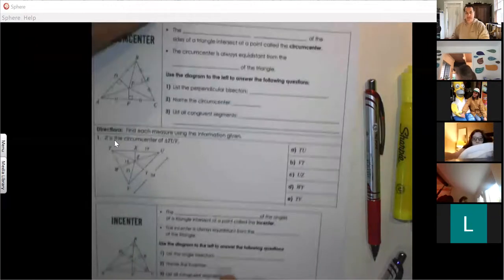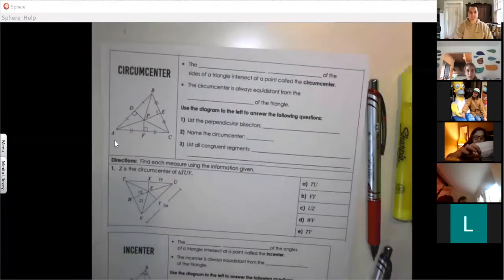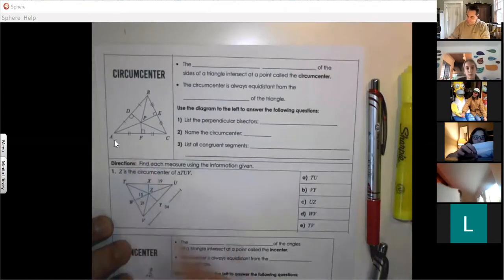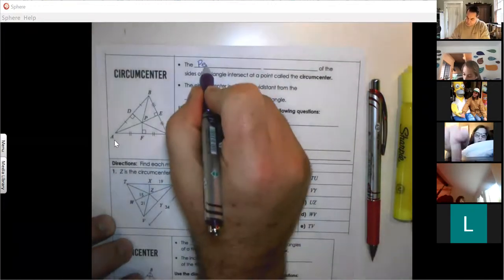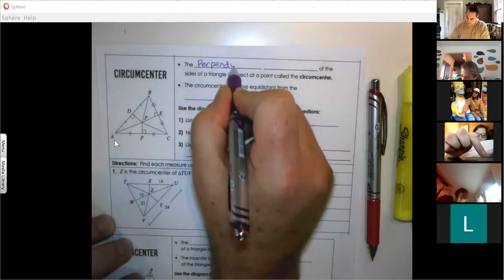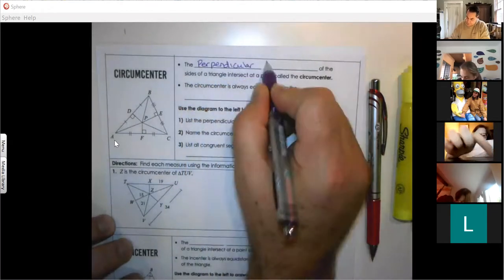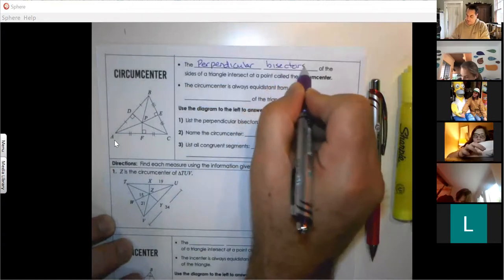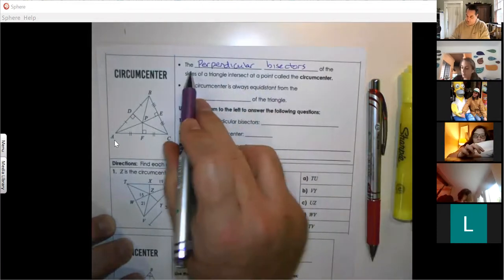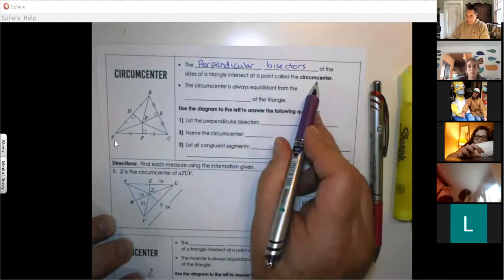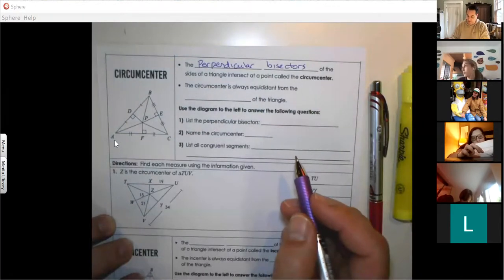Okay. Last piece are those two centers that we talked about at the beginning when I was doing the constructions for you. First one is called the circumcenter. If the perpendicular bisectors of the sides of a triangle intersect, they intersect at a point called the circumcenter. The circumcenter is always equidistant from the vertices of the triangle.